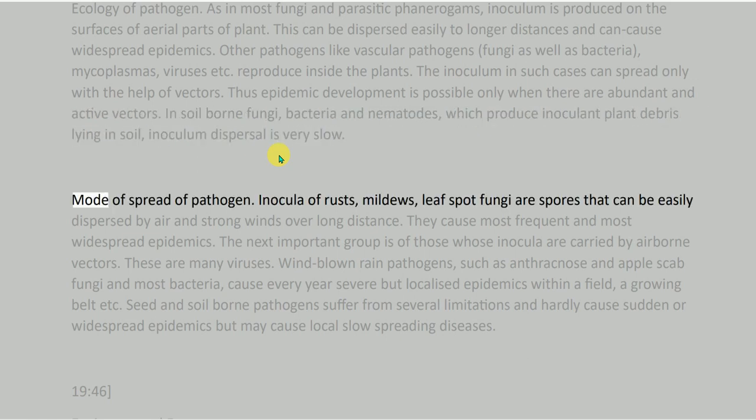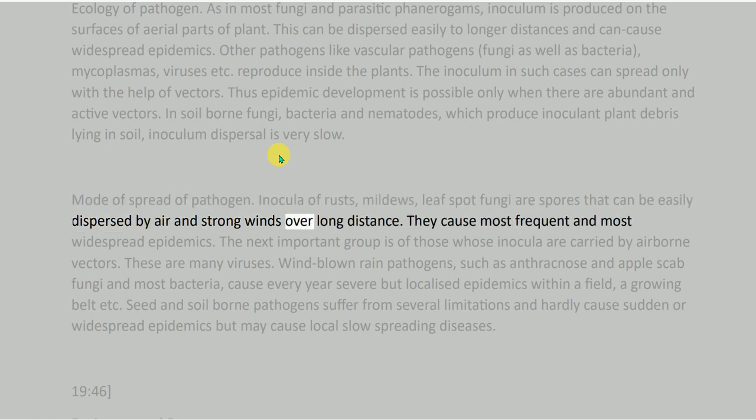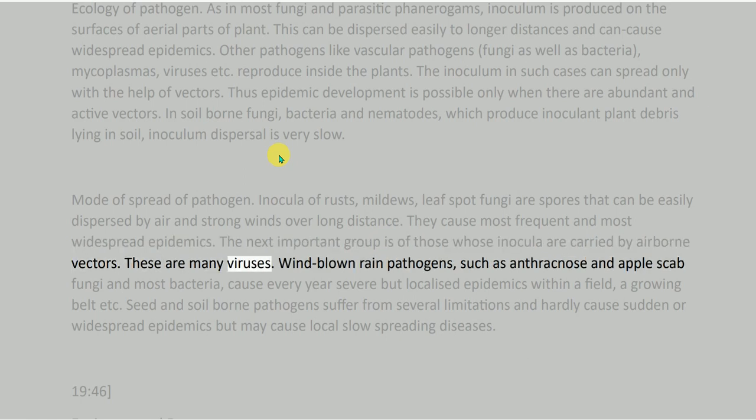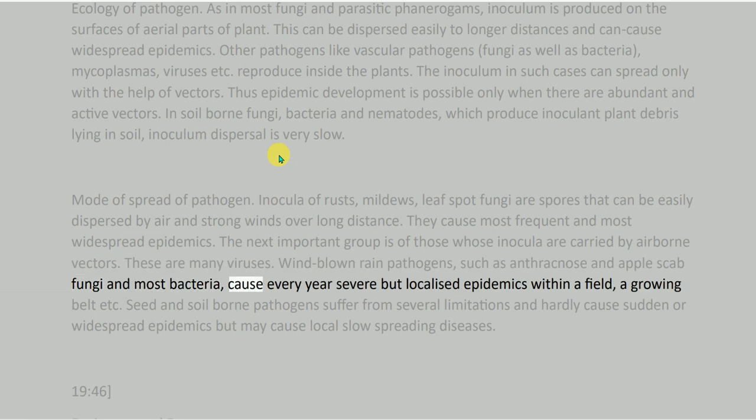Mode of spread of pathogen. Inocula of rusts, mildews, leaf spot fungi are spores that can be easily dispersed by air and strong winds over long distances. They cause the most frequent and most widespread epidemics. The next important group is of those whose inocula are carried by airborne vectors. These are many viruses. Windblown rain pathogens, such as anthracnose and apple scab fungi and most bacteria, cause every year severe but localized epidemics within a field, a growing belt, etc.